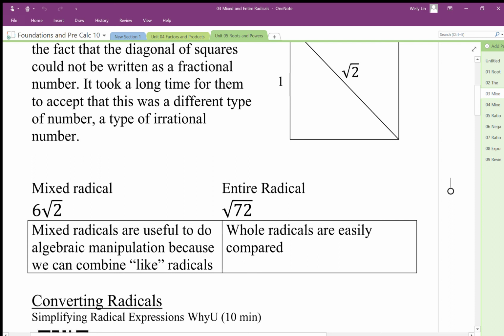Entire radicals, on the other hand, are a lot easier to compare with one another, because we can see that square root 72 would be bigger than square root 71. We can compare these radicals with each other much more easily if we can see the entire number under the root.